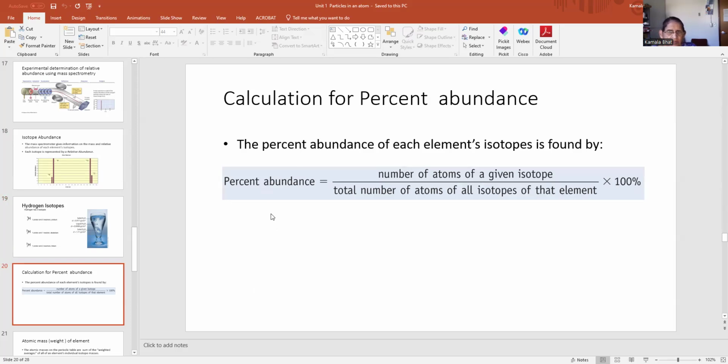Now, how do we calculate the percentage of abundance? This is a very simple concept. Percentage abundance means you have a large number of different types of atoms of the same element, but they differ in mass because of the difference in the number of neutrons. Therefore, we can calculate the abundance of each element's isotope first as a fraction: the number of atoms of a given isotope divided by the total number of atoms of all the isotopes of that element. That is called the fractional abundance. Now, if you multiply the fractional abundance by 100, then you will get the percentage abundance.